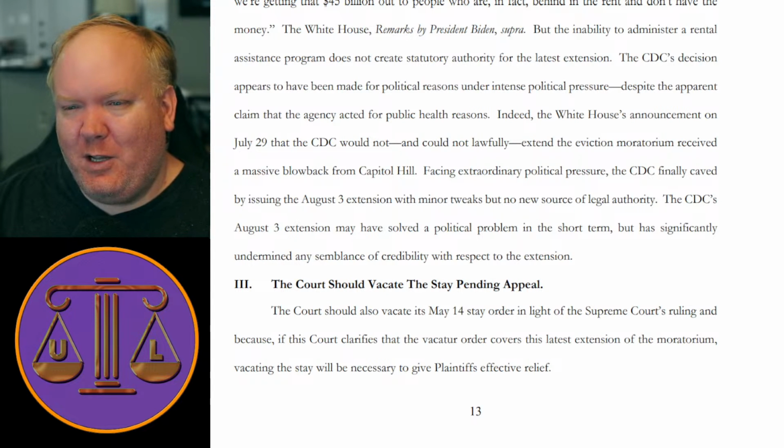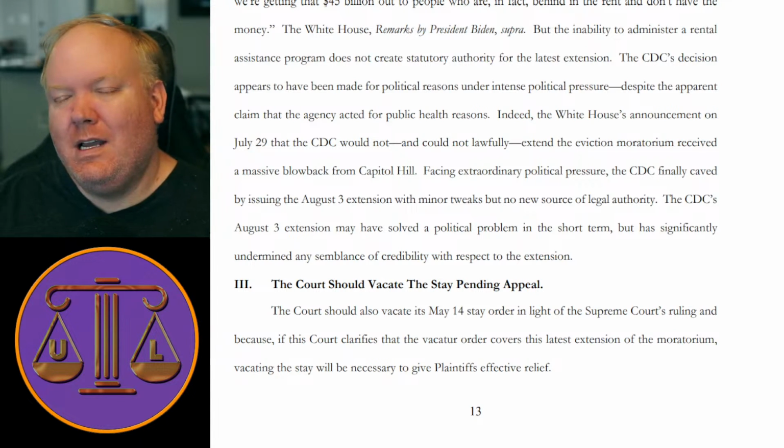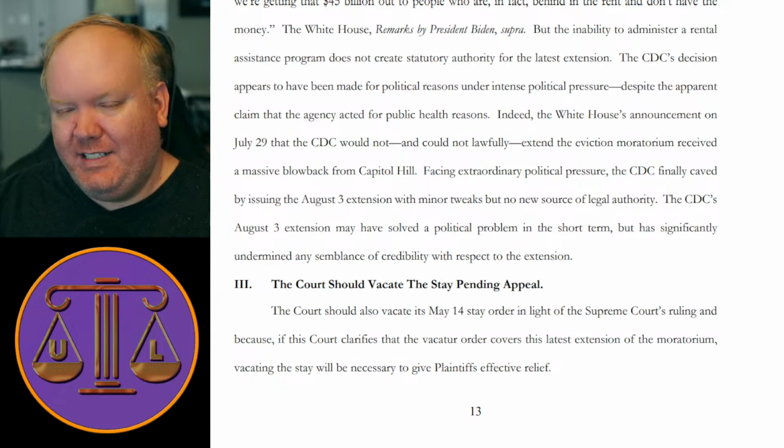The inability to administer a rental assistance program does not statutory authority create. The CDC's decision appears to have been made for political reasons. Indeed, the White House announcements that CDC could not and would not extend the moratorium received a massive blowback from Capitol Hill.